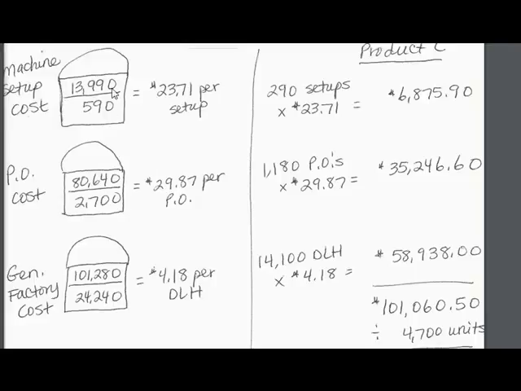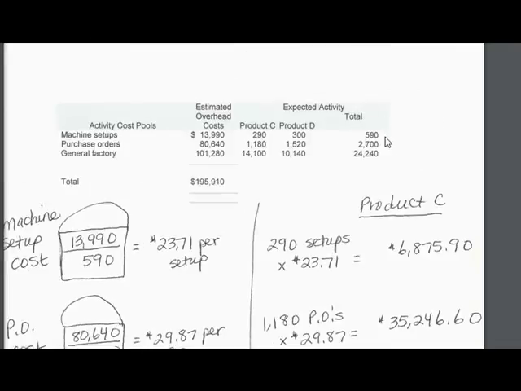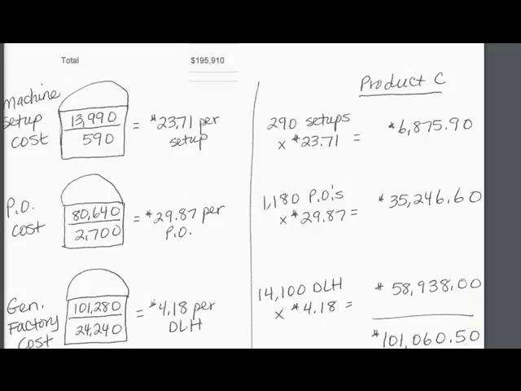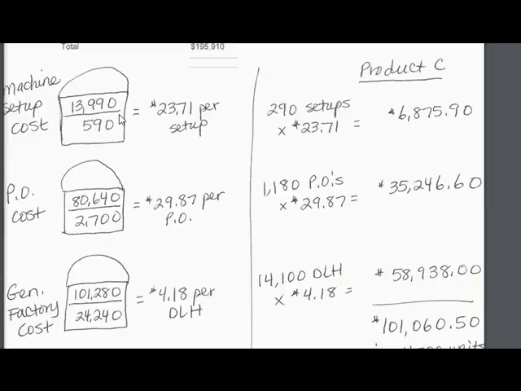So for machine setup cost, I'm going to use the total number of machine setups as my allocation base for this bucket of costs. And I'm given this number up here in my table of data. The 590 is the total number of machine setups. And I'm always going to use the total in my allocation base for each of these mini POHR calculations. So when I divide, I get $23.71 per setup. Down here, I'm continuing my calculations.